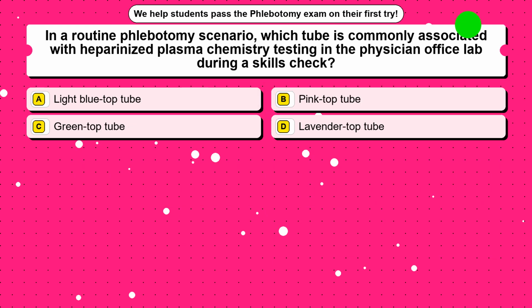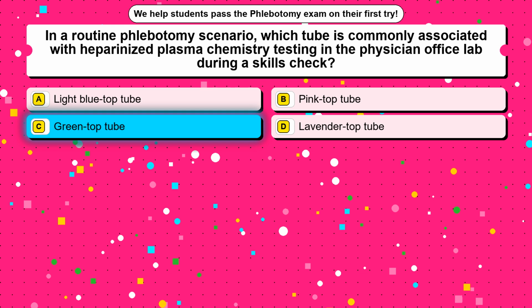Question 23. In a routine phlebotomy scenario, which tube is commonly associated with heparinized plasma chemistry testing in the physician office lab during a skills check? Option A, light blue top tube. Option B, pink top tube. Option C, green top tube. Option D, lavender top tube.